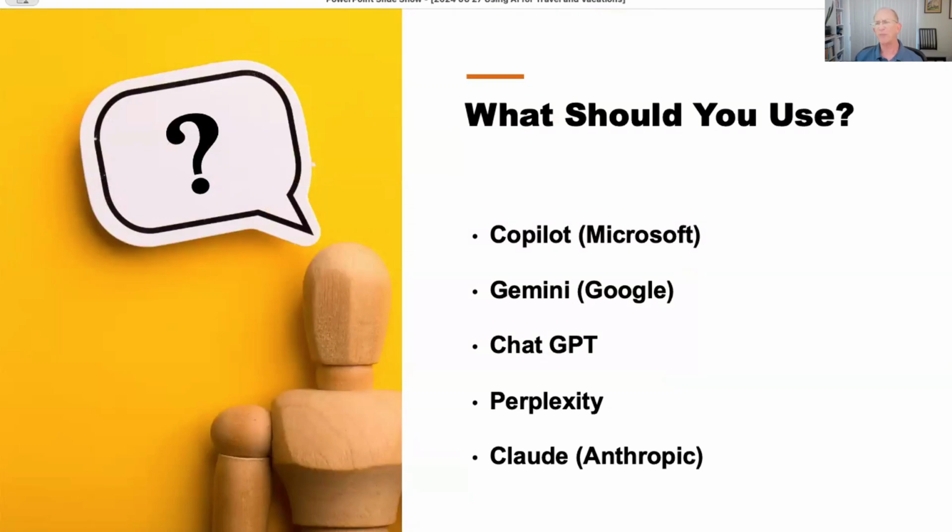So from a standpoint of what you should use, all the AIs will really do this. Copilot from Microsoft, Gemini from Google, ChatGPT, Perplexity, Claude with Anthropic, and they all have free versions. Some are a little better at some aspects than others, and we'll take a look at that. Gemini in particular by Google, you're able to activate a connection to Google Maps and Google Flights and Google Hotels so it can take advantage of some of that search capability that it has in its database.